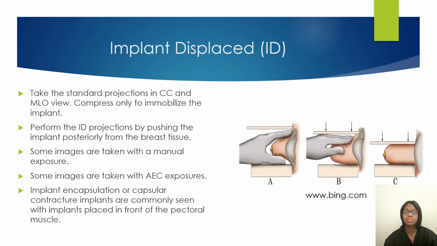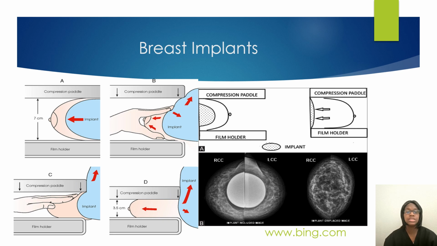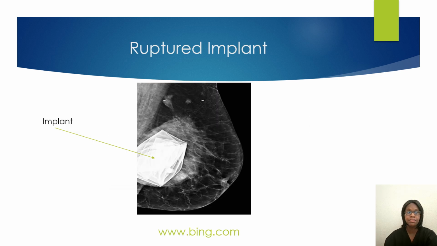For your implants, we can image implants. You want to make sure that you're taking the picture with the implant in, barely compressing it. You just want the compression paddle to touch the breast to stabilize the breast. This may give you anywhere from 2 to 4 pounds. And then once you're ready to take your implant displaced views, make sure that you are pushing the implant back, as you see demonstrated on the illustration right here. And then this is just more examples of breast implants, how you can push it back. An example of a ruptured breast implant.